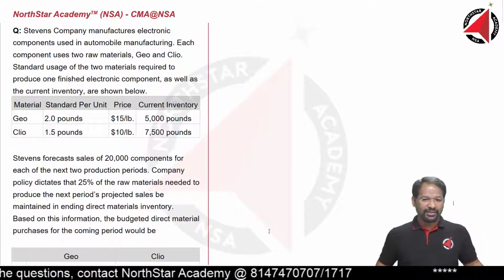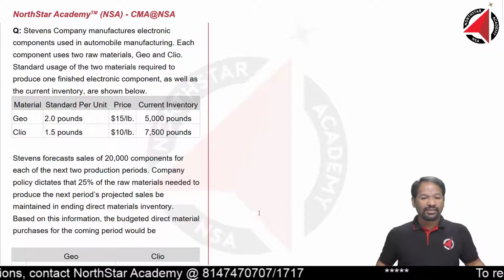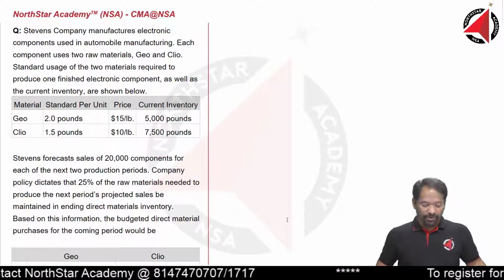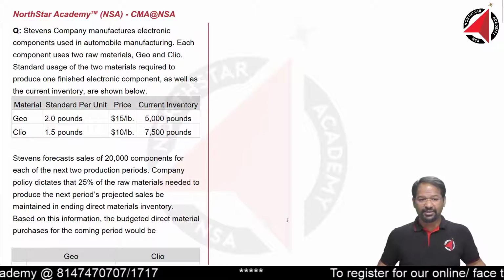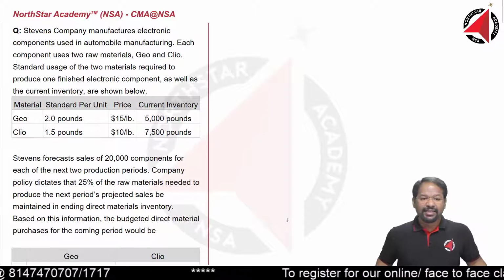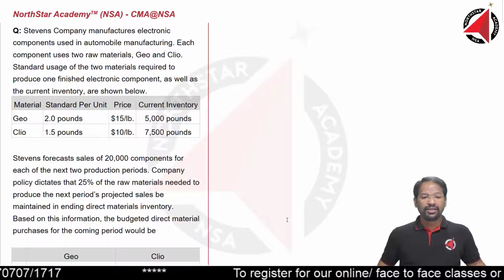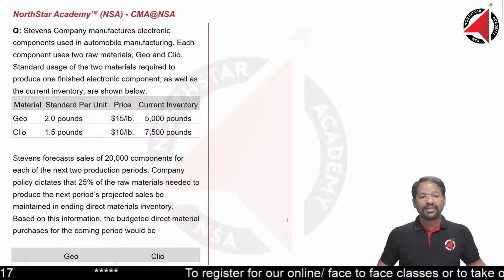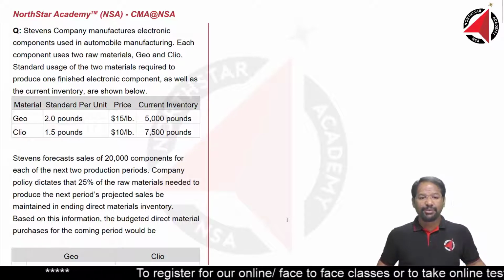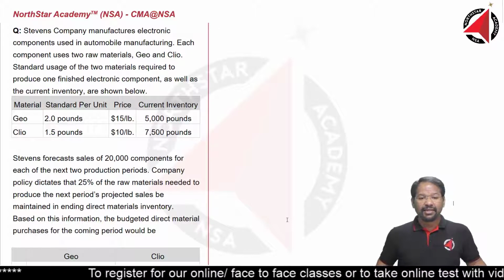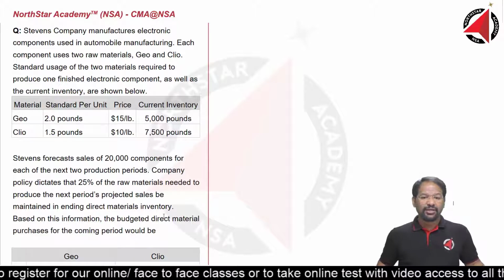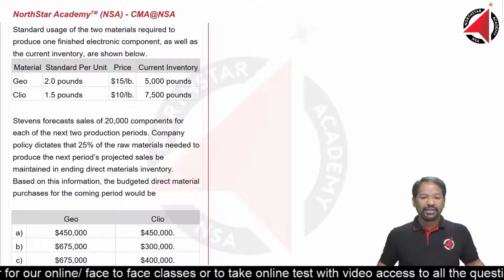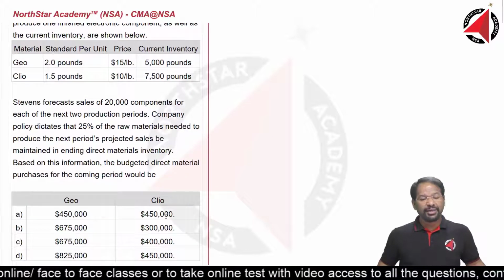Further, the question says, Stevens forecast sales of 20,000 components for each of the next two production periods. Company policy dictates that 25% of the raw material needed to produce the next period's projected sales be maintained in ending direct materials inventory. Based on this information, the budgeted direct material purchases for the coming period would be.